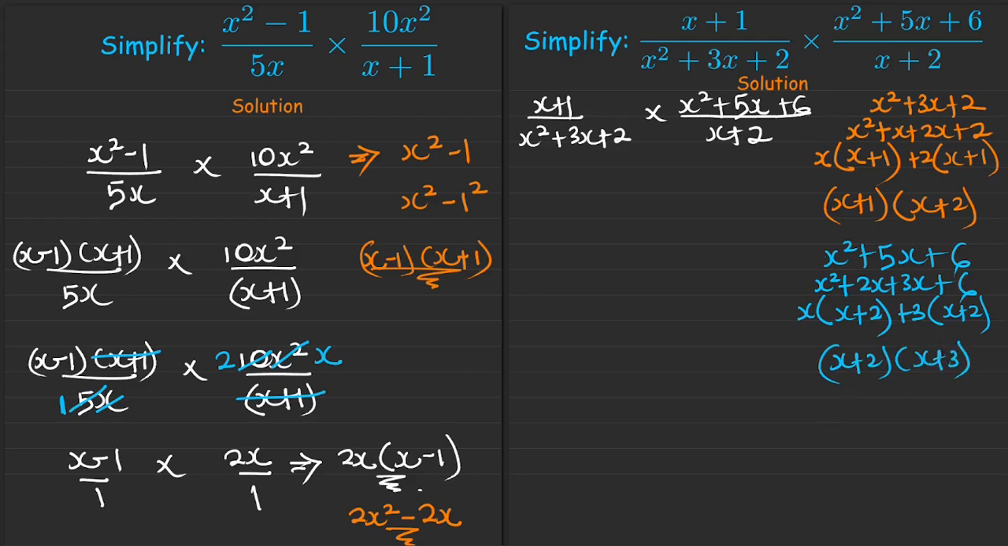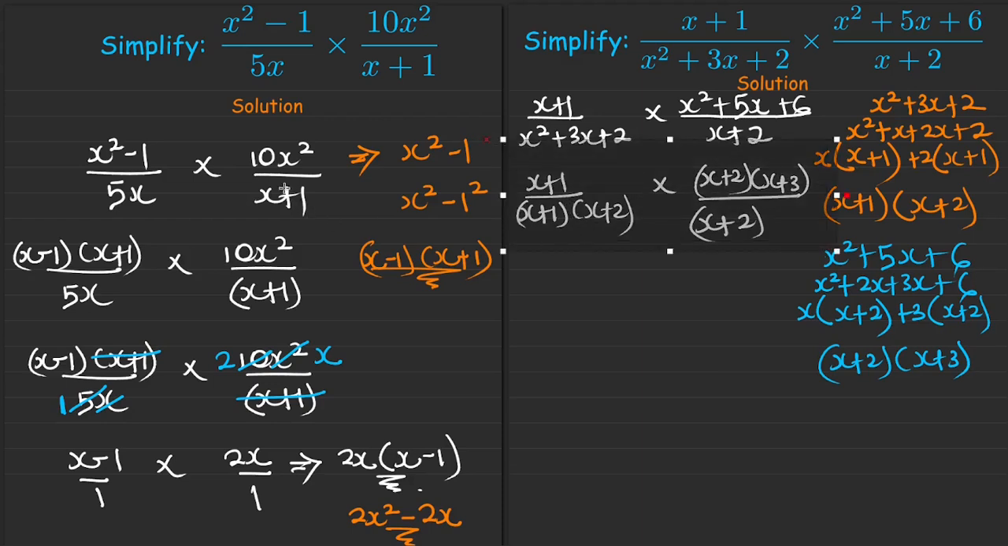So we now rewrite our fraction again. The first one becomes x plus 1 over, instead of x squared plus 3x plus 2, we are going to substitute that with this, so over x plus 1 and then x plus 2. Then times, instead of x squared plus 5x plus 6, we are going to write this, which is x plus 2 and then x plus 3, all over x plus 2. So it is at this stage that you check and see if there is anything to simplify.